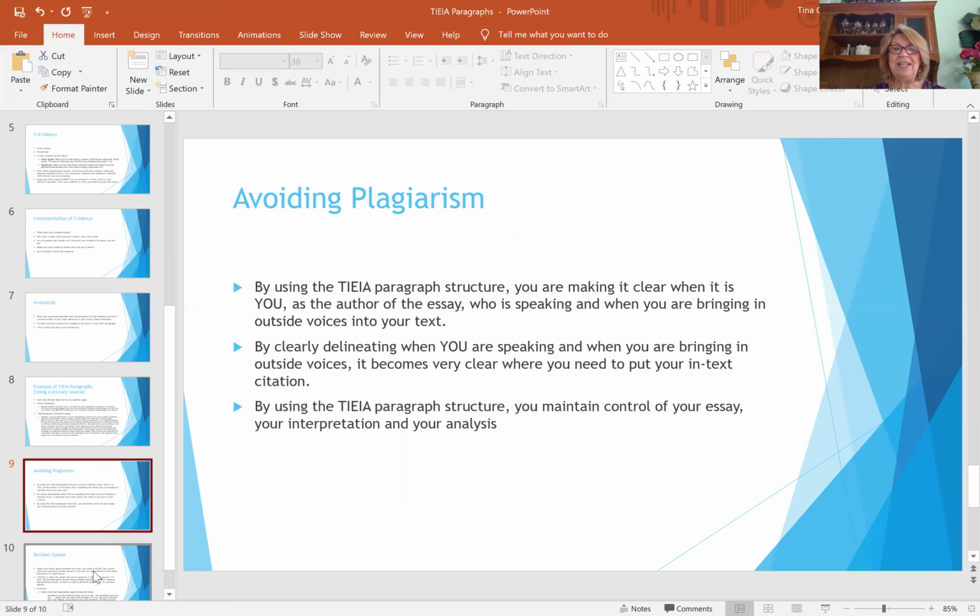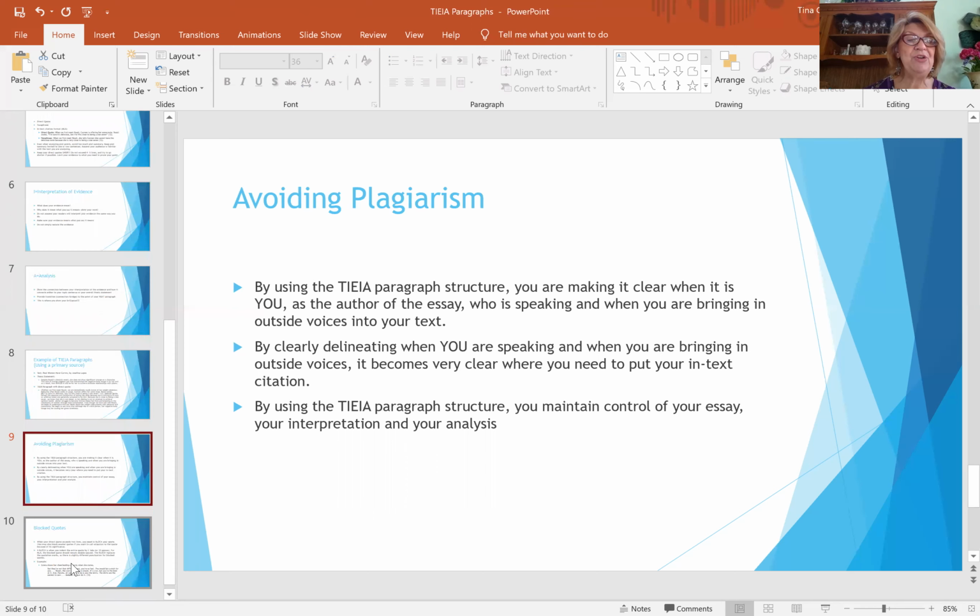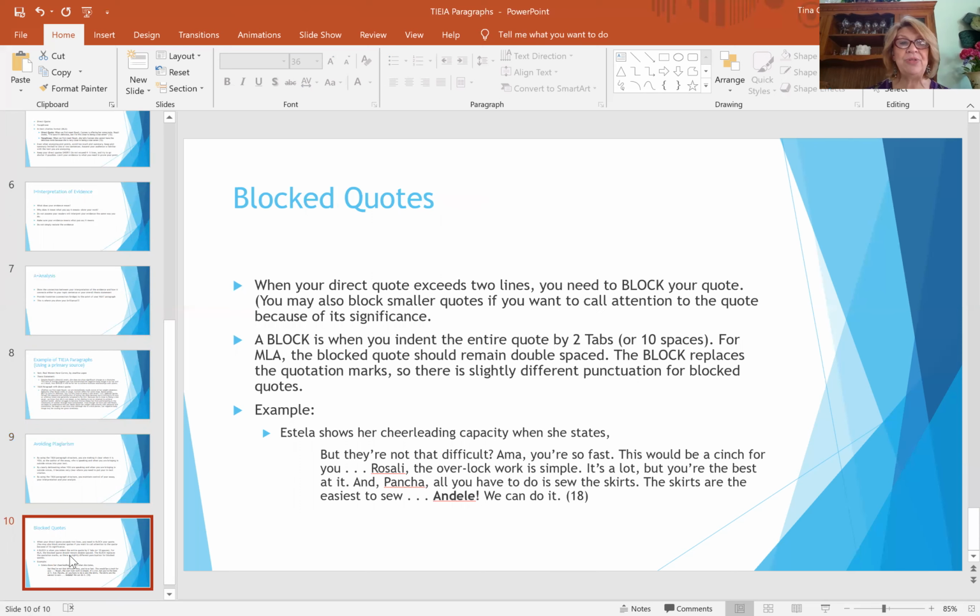Also, by using the TIEIA paragraph structure, you maintain control of your essay. You are using the research to prove your points rather than using research to validate your points. This will help you take control of your essay, take control of your interpretation, and take control of your analysis. Now, there's one more thing I want to show you with regard to the paragraph structure, but this has to do with direct quotes. Remember, I said you should not exceed 5 lines in your quote, but if you are exceeding 2 lines, you really should what we call block your quote.